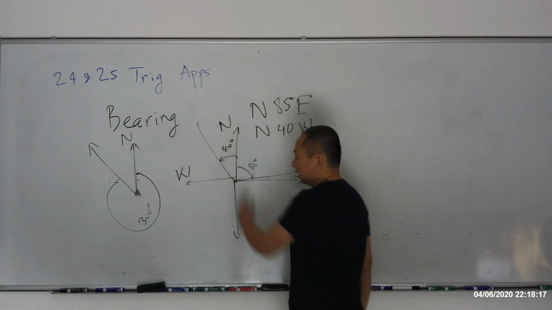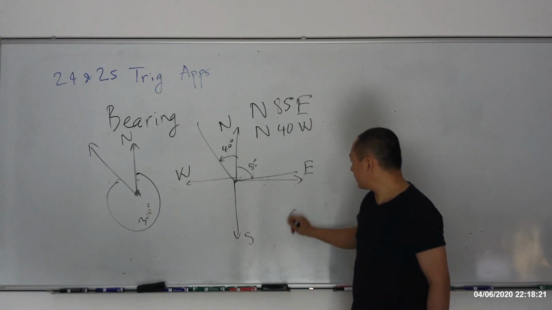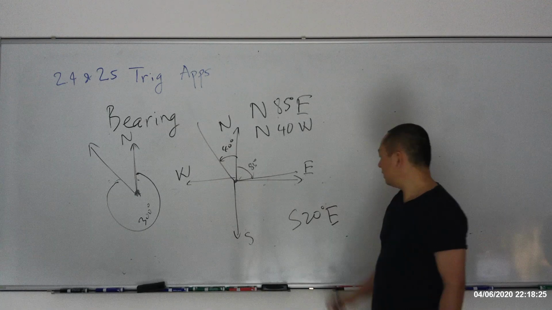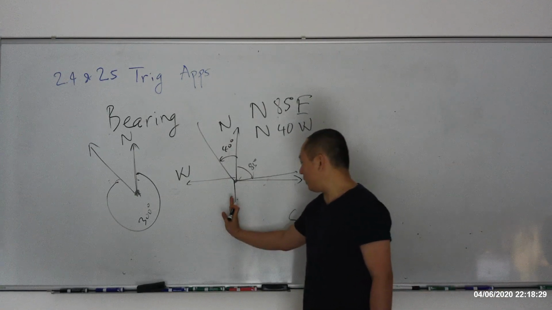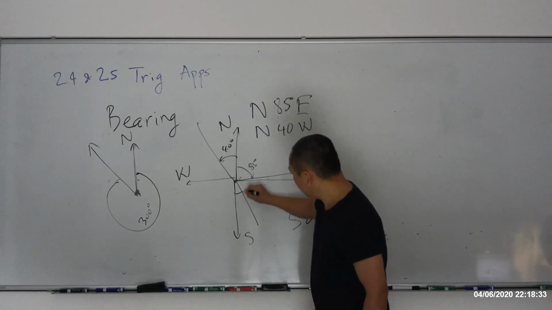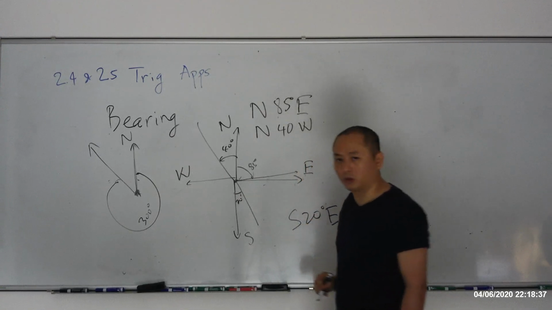Similarly, if you have something like south 20 degrees east, you have to start from south right here. Now you go this way, an angle of 20 degrees east. Okay, this is the direction of moving.